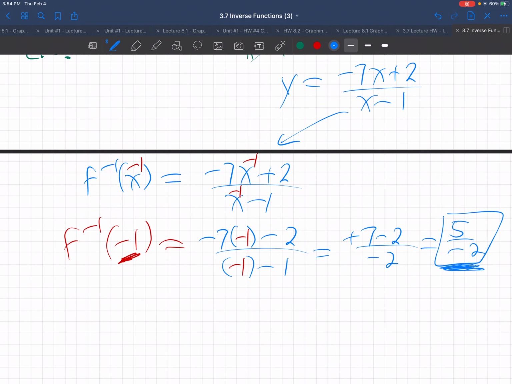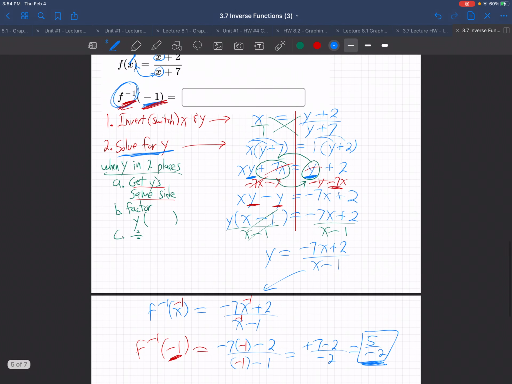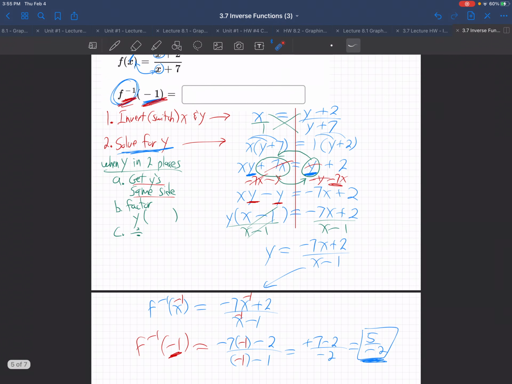So you just do the normal stuff. On this question, you just do the normal stuff you always do to find an inverse function, which means invert x and y, switch x and y, solve for y. Once you get y alone, that's the inverse function. And then you say, oh, they just want -1 plugged into the inverse function. So plug -1 in there for the two x spots, and just work it out. There it is.